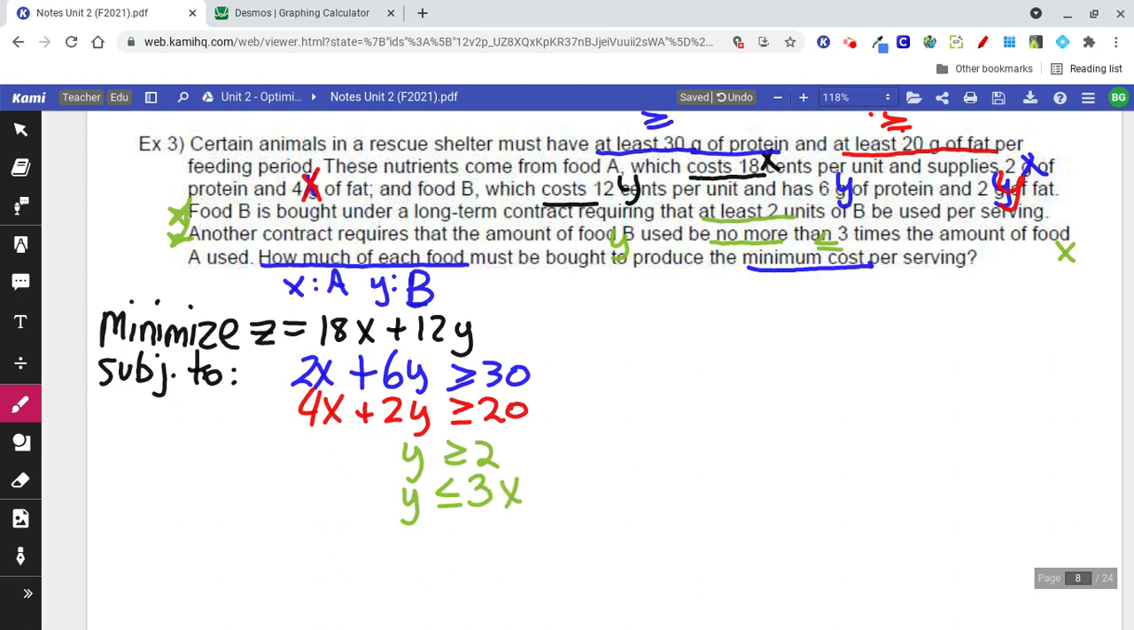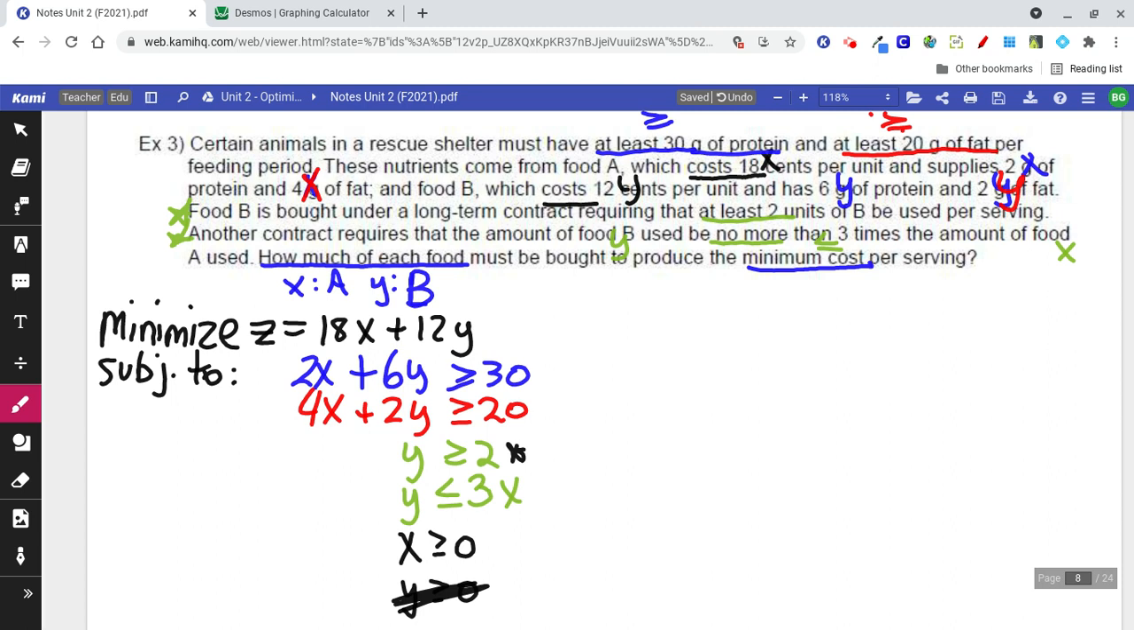Now, don't forget your extra little statement here. You're going to need X is greater than or equal to 0 to keep me from having negatives. In this case, though, you don't need Y is greater than or equal to 0, because we already said Y was greater than or equal to 2. So we don't need that extra step. It doesn't do anything for me.